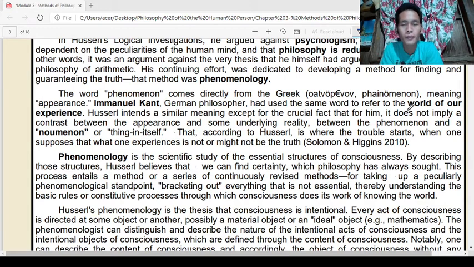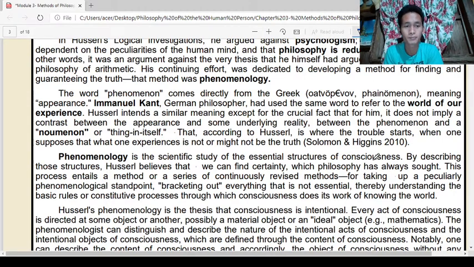Again, the word phenomenon, tracing its etymology, came from the Greek phainomenon, meaning appearance. So phenomenology studies phenomenon or appearance. The same word was used by Immanuel Kant, a German philosopher, which he refers to the world of our own experience. Husserl intends a similar meaning, except for the crucial fact that for him, it does not imply only a contrast between the appearance and some underlying reality, between the phenomenon and the noumenon or the thing in itself. According to Husserl, the trouble starts when one supposes that one's experience is not or might not be the truth, according to Solomon and Higgins 2010.